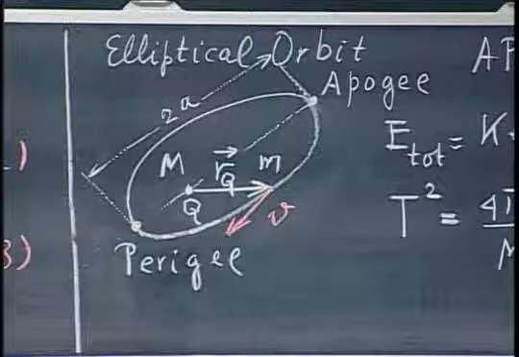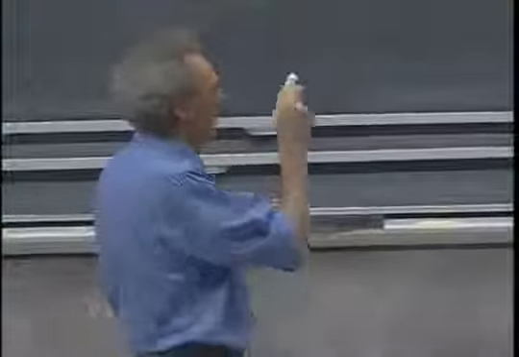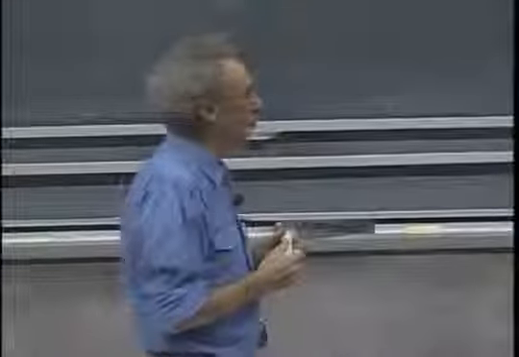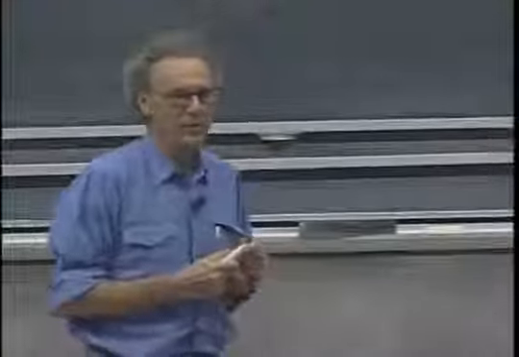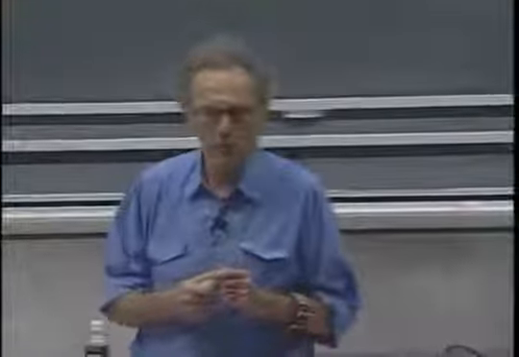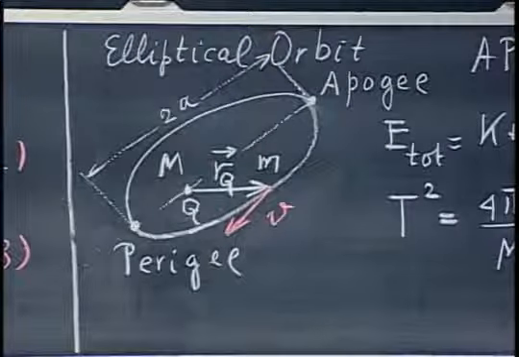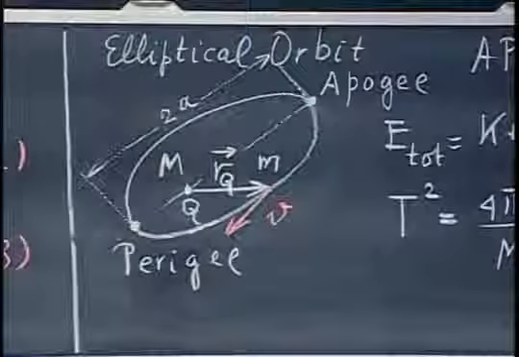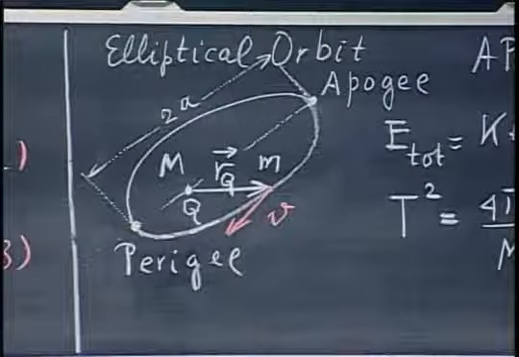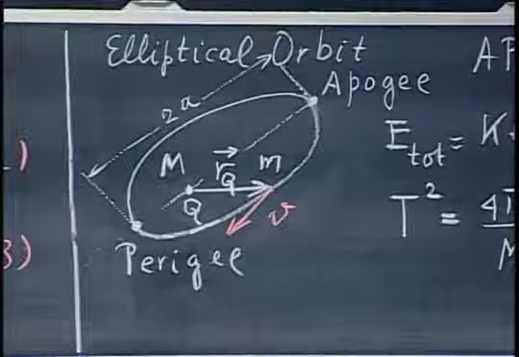If M were the Earth, capital M, then we would call the point of closest approach perigee, and the point farthest away from the Earth, we would call that apogee. If capital M were the Sun, we would call that aphelion and perihelion. So you see the little m going in orbit. You see the position vector r of q. It has a certain velocity v.